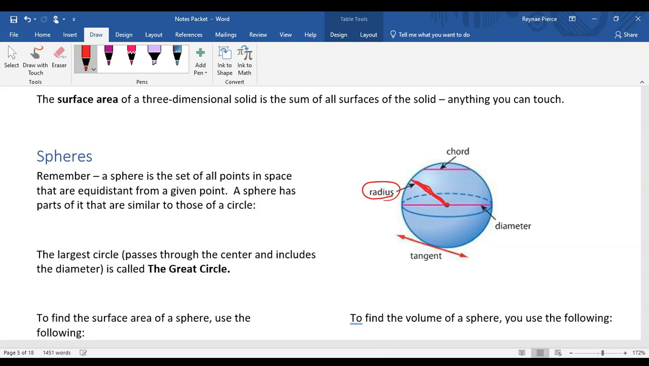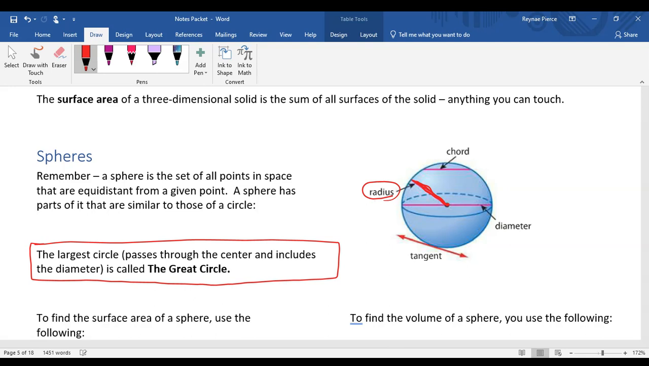Any cross section, if we were to cut through a sphere, that passes through the center. I'm going to do this in pink here. This cross section is a circle and it passes through the center. That's actually called the great circle, and that's going to come into play when we talk about hemispheres.